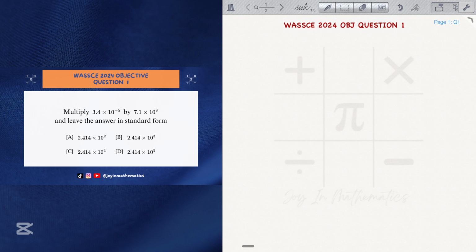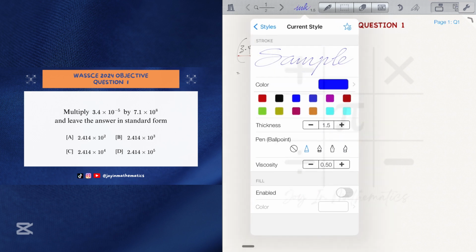So let's simplify now. We have 3.4 multiplying 10 raised to the power of minus 5, and we are multiplying it by 7.1, which is being multiplied by 10 raised to the power of 8. Now we can see here that this is a combination of standard form and indices. So to do this, let's bring the numbers together as well as the terms of 10 raised to the power. Let's begin with numbers.